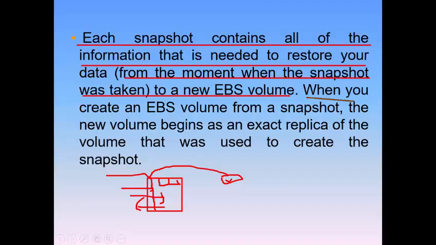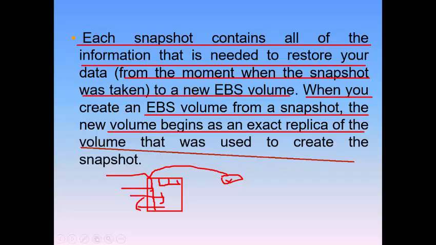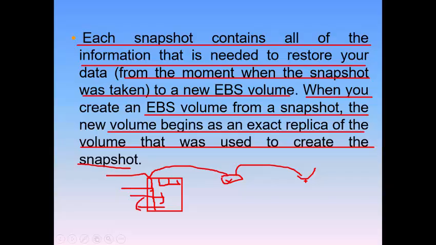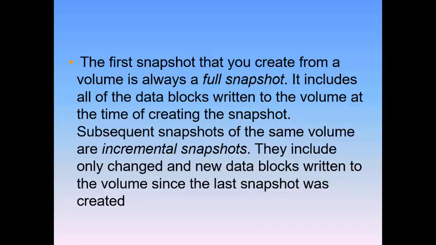So when you create an EBS volume from a snapshot, the new volume is an exact replica of the volume that you used to create the snapshot. So you have taken the snapshot here. If you create a volume from here, it will be the exact copy of the first EBS volume. Got the point? That I have already discussed.